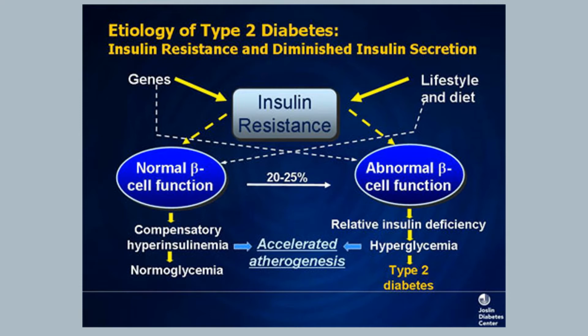They might develop metabolic syndrome, but not really hyperglycemia because they're able to compensate. If they're genetically abnormal cells, then they can go on to develop type 2 diabetes. About 20 to 25% of patients at risk with normal cell function will deteriorate into abnormal cell function. So that's this group.